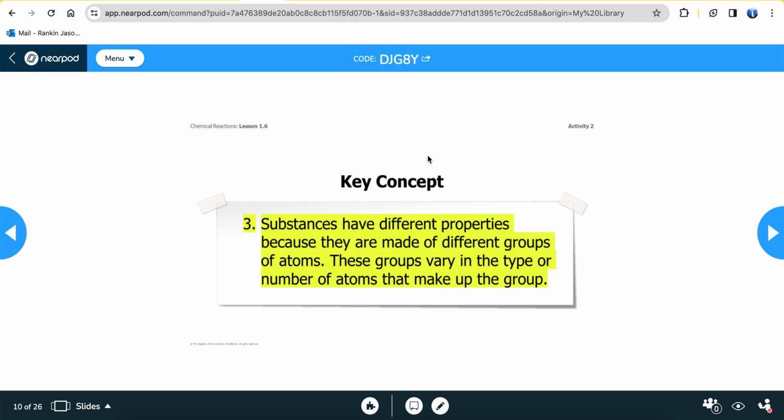Once again, substances have different properties because they are made of different groups of atoms. These groups vary in the type or number of atoms that make up the group. So sometimes they can share the same type of atoms, right? They can, like for instance, ethyl butyrate and isovaleric acid both are liquids, and both contain carbon, hydrogen, and oxygen.